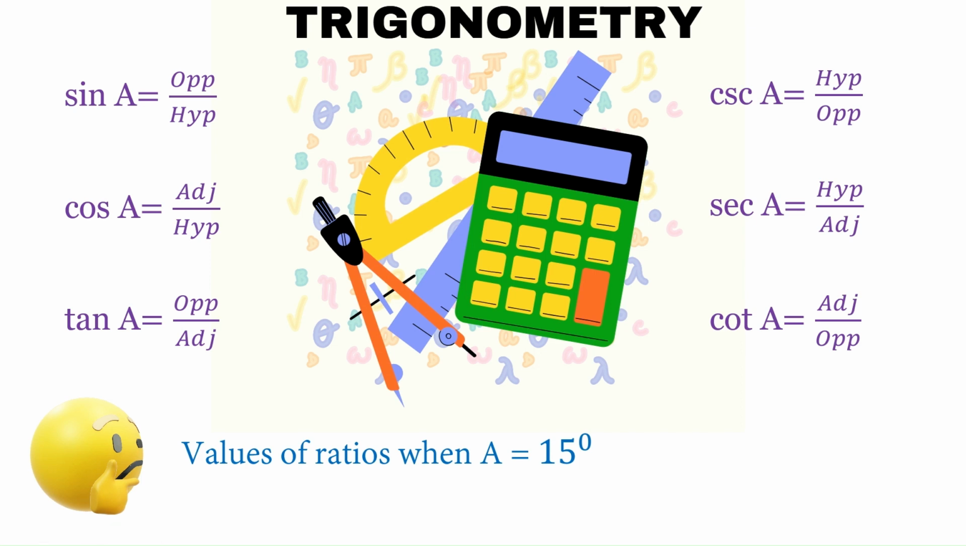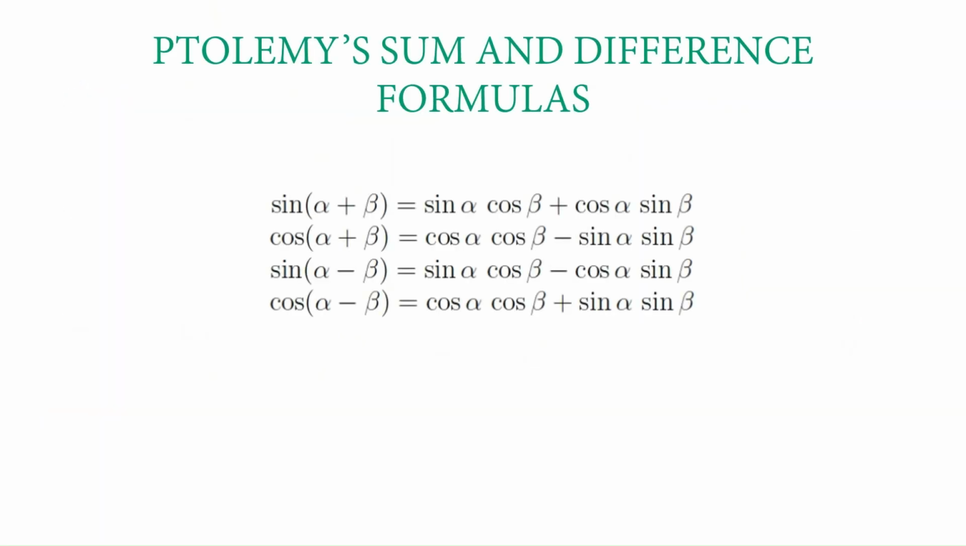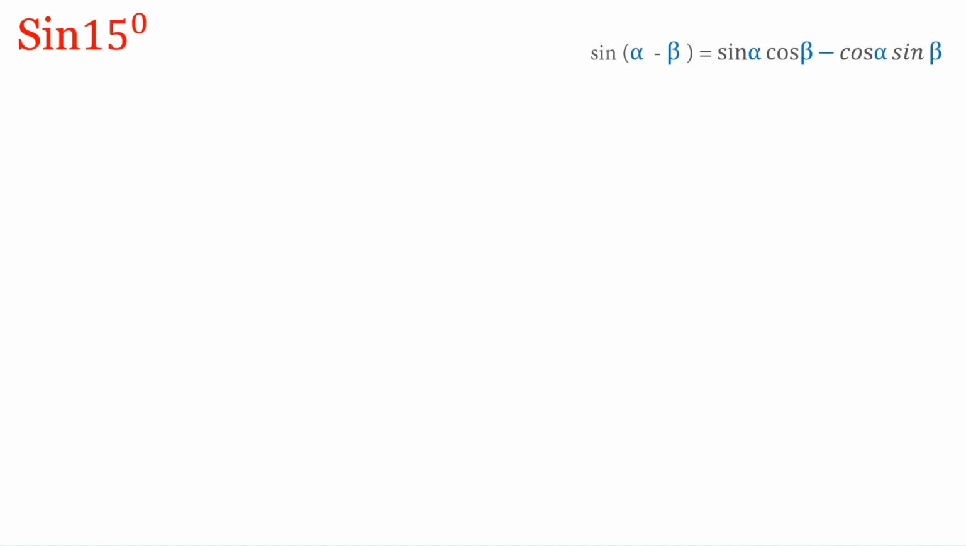In this session, we'll see how to find the value of any trigonometric ratios for angle 15. For this, we have to know the sum and difference formulas, of which we'll be using the difference formula for sine and cos. We'll start with sine 15.